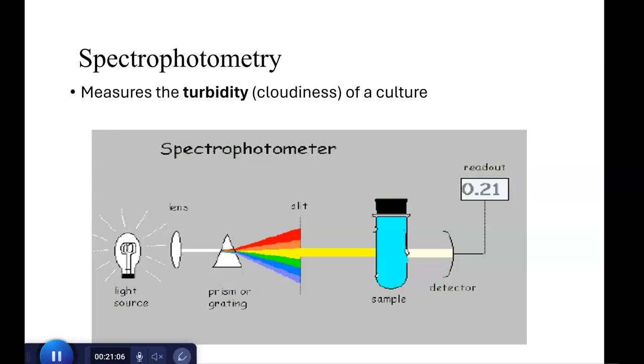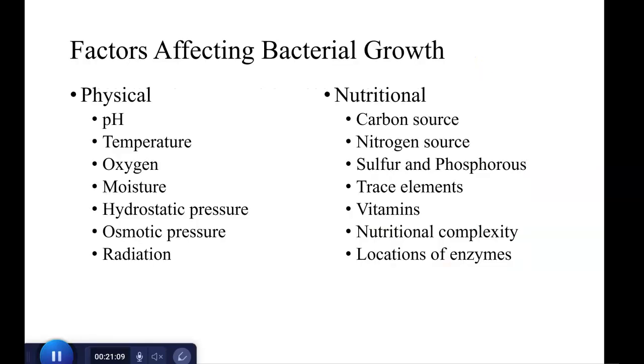So this is actually something that I've used in lab. There are lots of different factors that affect bacterial growth. Some would like a more neutral pH. Some might like it a little more acidic. Temperature, oxygen. Some need oxygen. Some would actually die in the presence of oxygen. Moisture, hydrostatic pressure. So could they withstand really high pressure? If there were bacteria in the bottom of the ocean, there's a lot of pressure down at that level of depth. And so they would have to be able to withstand that.